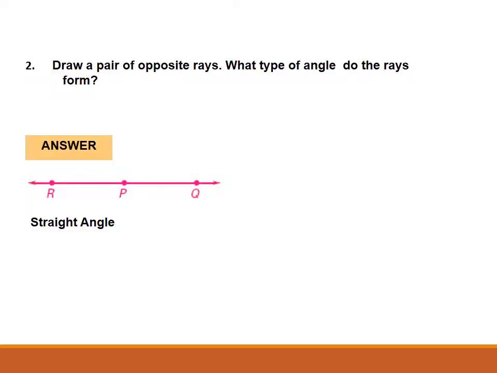Straight angle. We call a line a straight angle when we're using it as an angle. Otherwise, we just call it a line or opposite rays. But we wanted to name the angle, so it's a straight angle. What's its measure? Its angle degree is 180 degrees.